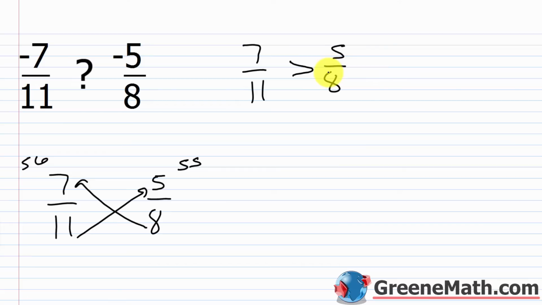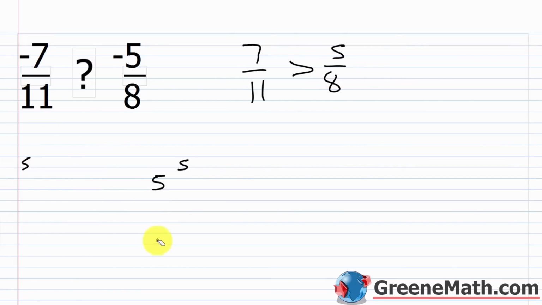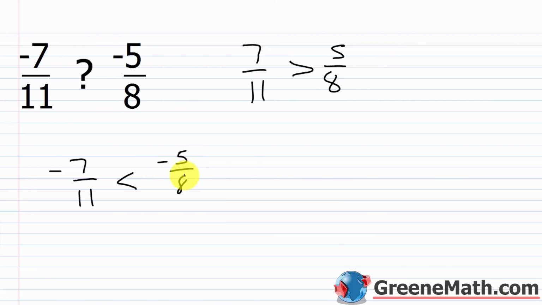But again, when you start talking about them being negatives, the reverse is going to be true. So negative 7/11ths is going to be a smaller number because, again, it's going to be a bigger negative. So this is less than negative 5/8.